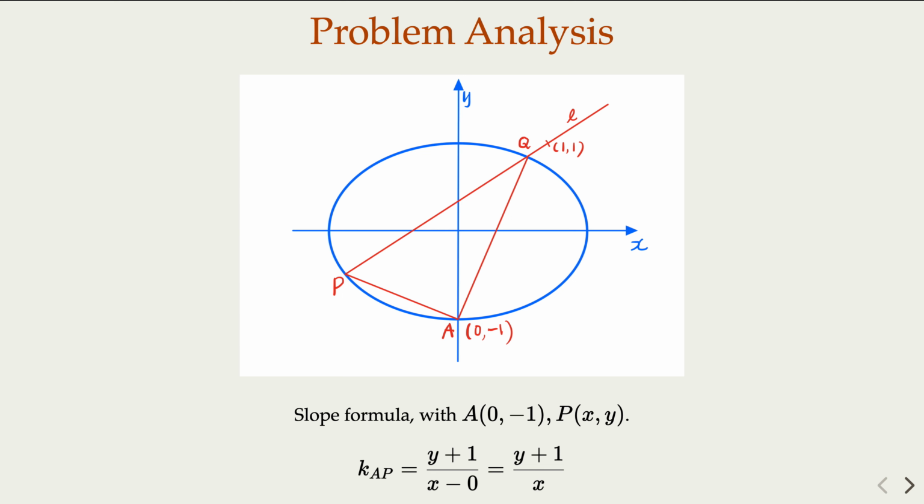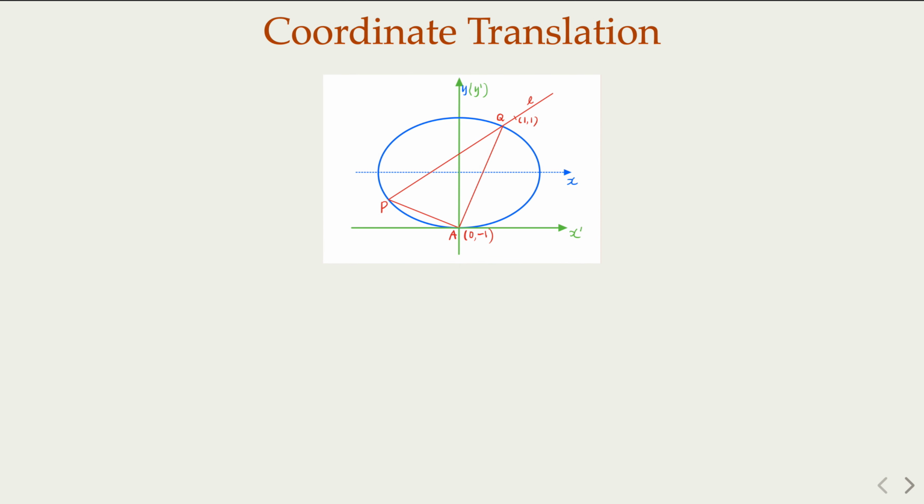However, in this problem, things would be easier if we do a coordinate translation. So we're going to move the x-axis down to the A point so that it's easier to calculate certain things. So here we go. The coordinate translation is this green line here, the new coordinate. We call it x prime, y prime. You'll notice that we just shift the x-axis down, right, to the point A. Now A becomes the origin, right? A becomes (0, 0).